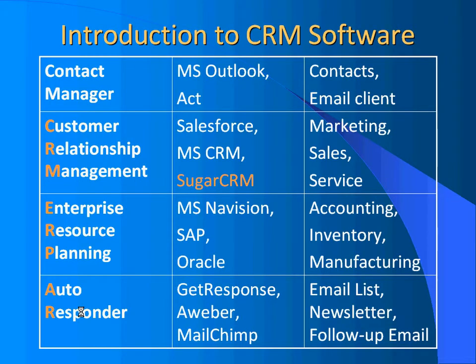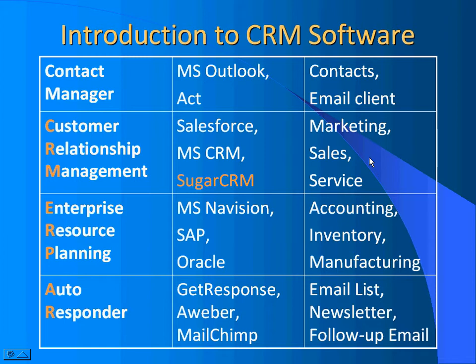Okay, let's look at what is CRM software in the first place. Okay, this table has 3 columns. The first column is the product category of this software. Okay, second column is the brand of the software under each category. And the third column is actually the function that each category of software provide.